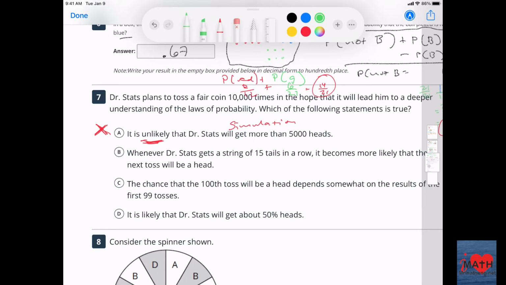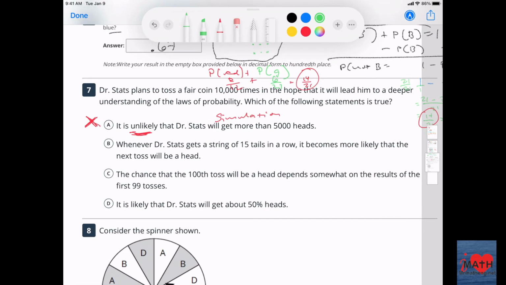B, whenever Dr. Stats gets a string of 15 tails in a row, it becomes more likely that the next toss will be head. Okay, remember this is the idea of no memory. Or those things like hot streaks, we talked about that, that doesn't happen, right? You make 10 shots in a row, it's not likely you'll miss the next one, it's just going back to the probability, which in this case would be 50% heads, 50% tails.